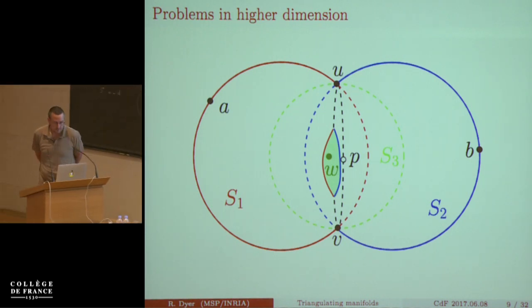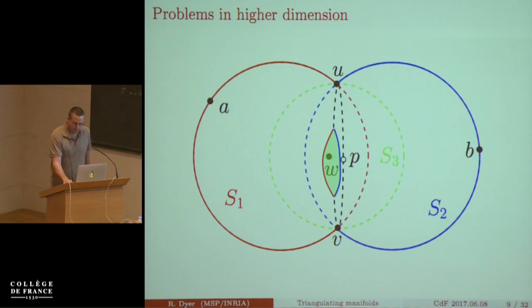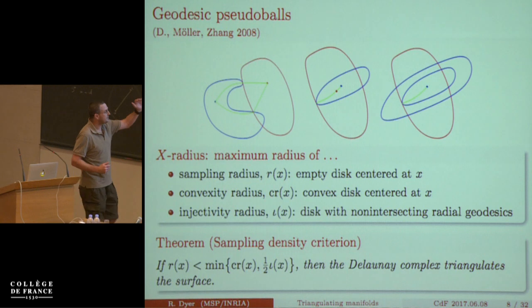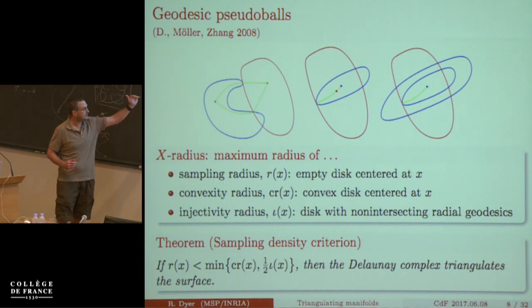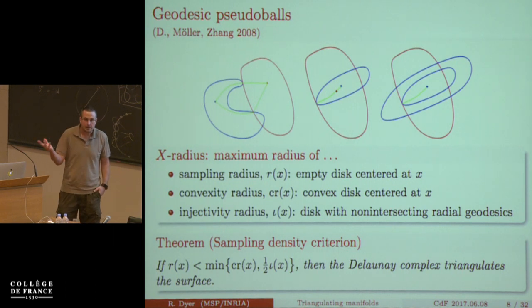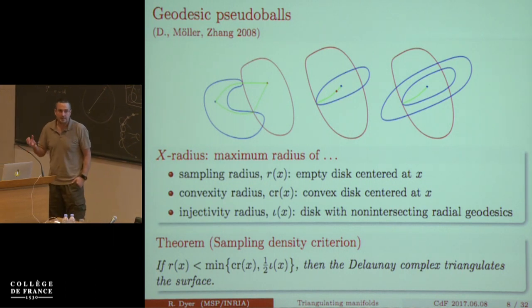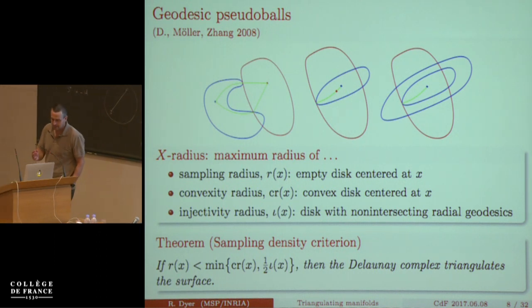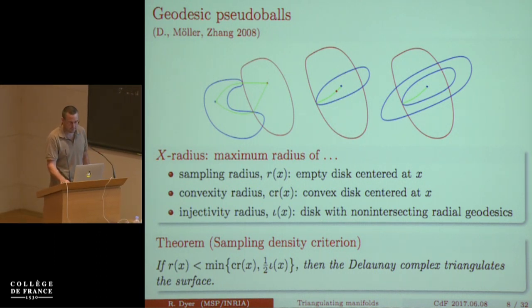There is a problem now. So what I want to emphasize here is that in 2 dimensions, we have this nice sampling criteria: I say if I make my point set dense enough, then I've got a triangulation. That's all I need. And this is kind of what we would love to have. But in higher dimensions, it's not going to be that simple.